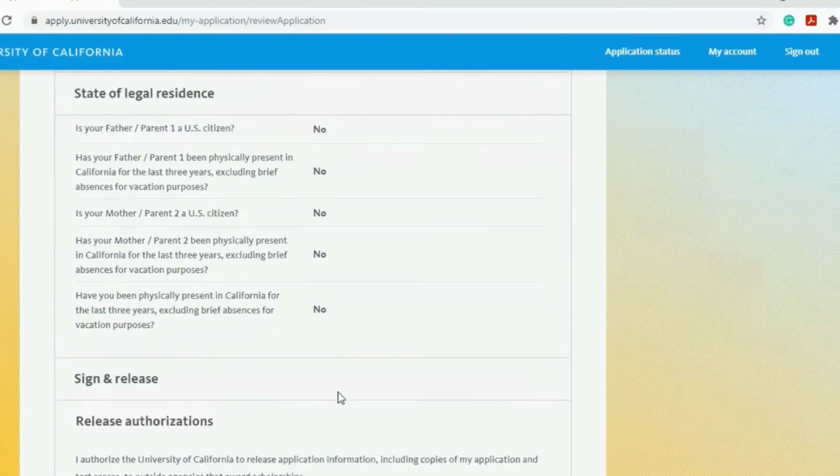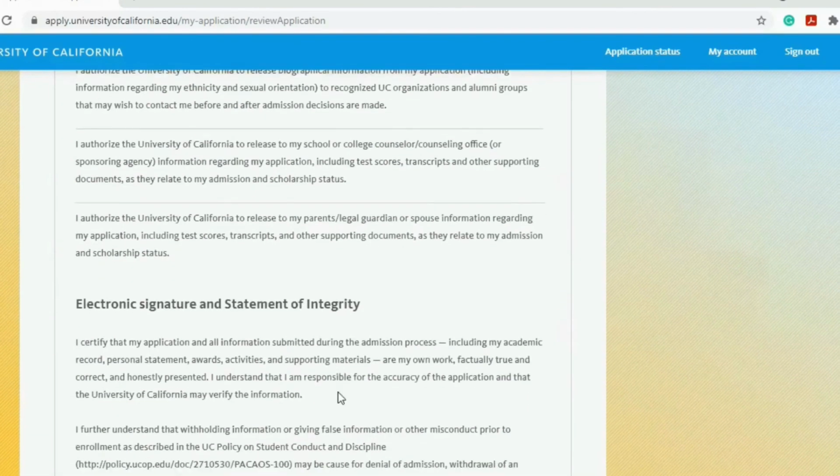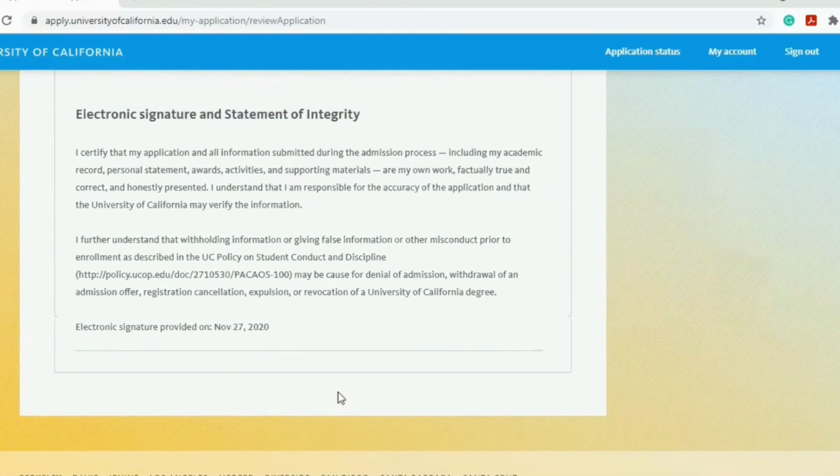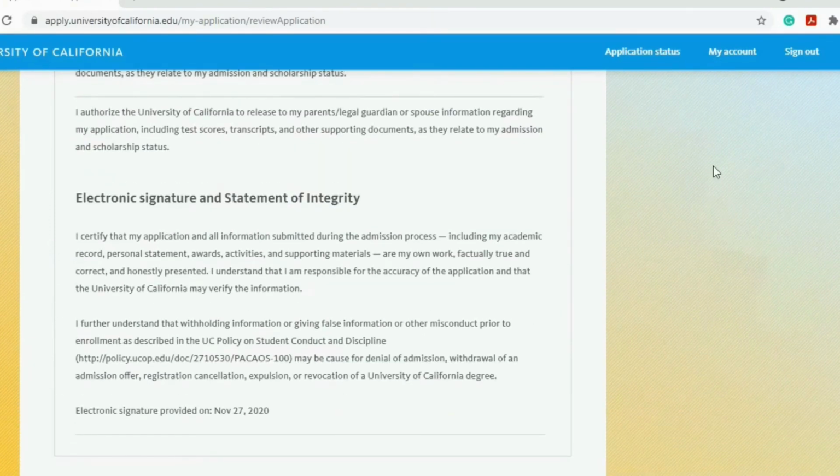Then I told them about my gap years, and then that was it. Then I submitted my application, and then I got into UCLA. So guys, I did not go through my stats, and I'll be making a video regarding my stats and what classes you actually need to get into a good school like UCLA or UC Berkeley.